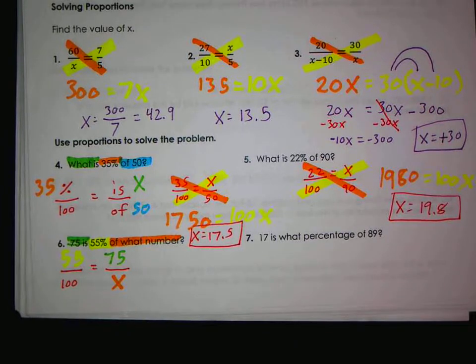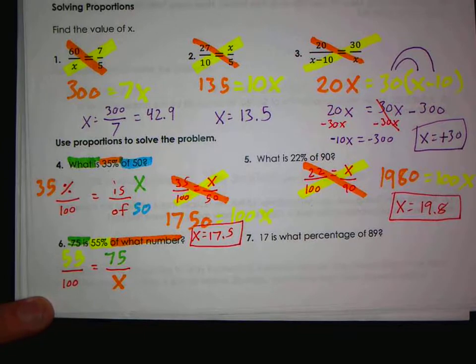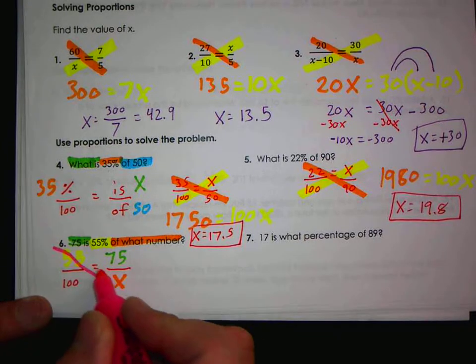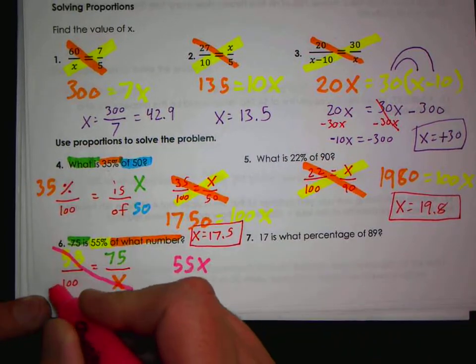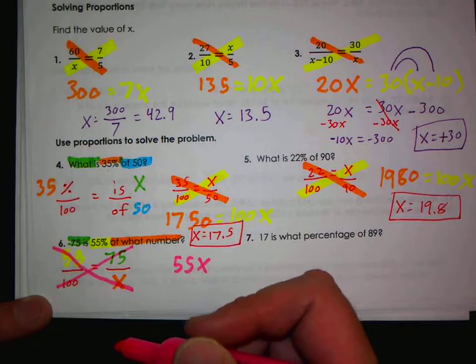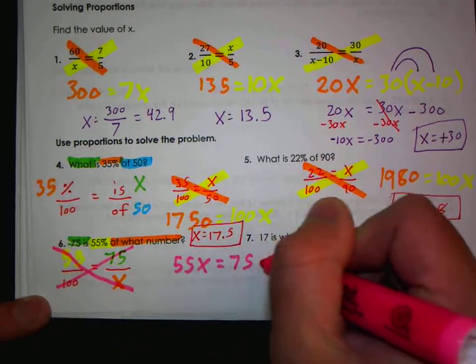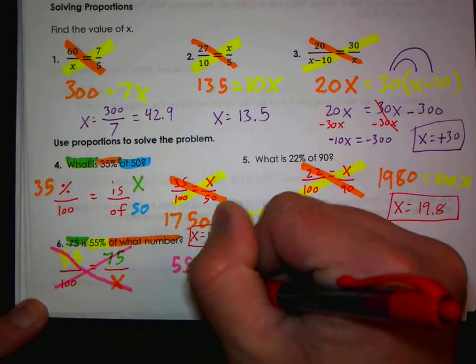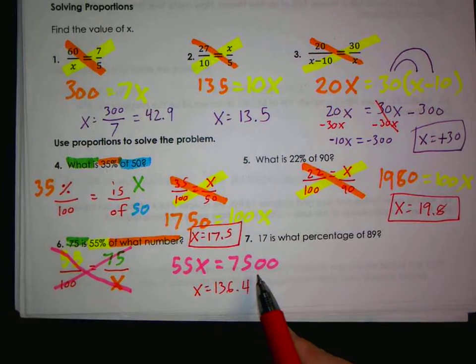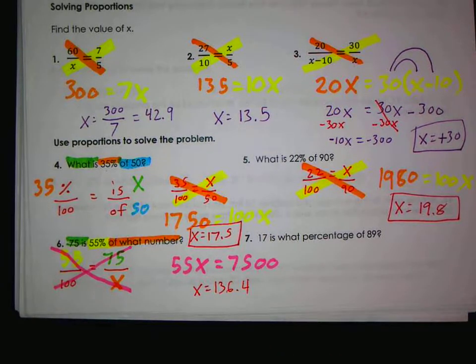Doing the math, I take 55 times x. 100 times 75, which means take 75 and add two zeros. 7,500. And then I can't really do 7,500 divided by 55 in my head. I wish I could do that, but it's 136.4. If you take 7,500 divided by 55, you should get 136.4.